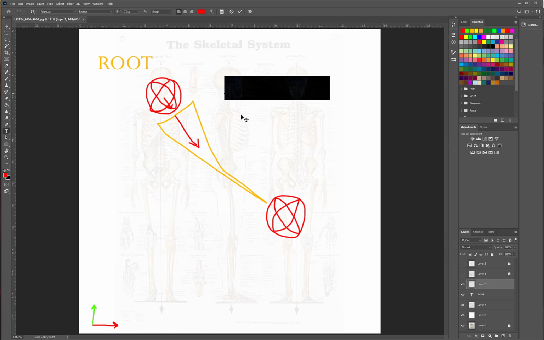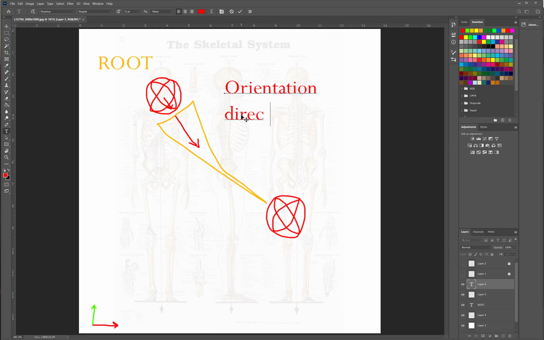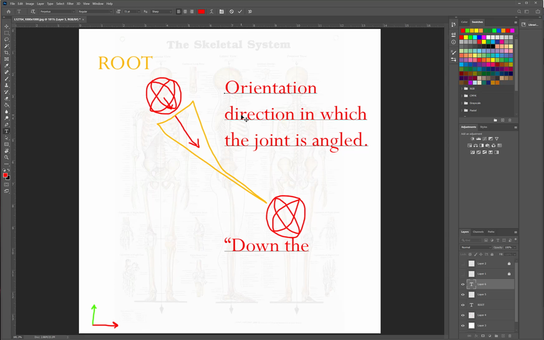Before I get back to that, let me just not forget where I am, and we'll type out orientation. The orientation is the direction the joint is pointing. And when we talk about joint orientation, the phrase that you'll hear me use is down the bone. So the bone indicates the direction in which the joint is oriented, and in this case, because I've drawn in red, I have oriented this joint with x down the bone.